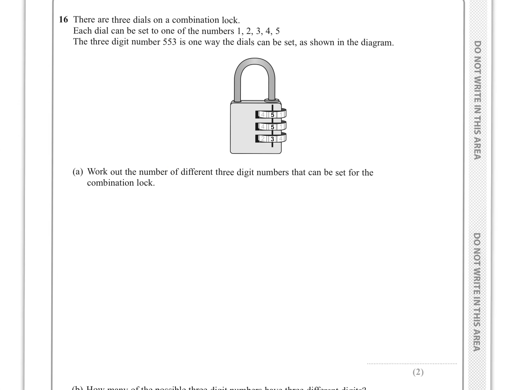Question 16, we're given a combination lock, and it says that each dial can be set to one of the numbers 1, 2, 3, 4 or 5, and we're given 5, 5, 3 on the combination lock as an example. It says work out the number of different 3-digit numbers that can be set for the combination lock. Well, we're going to have 5 choices for the first, 5 choices for the second, and 5 choices for the third, which is going to give us 5 cubed, which is 125 choices altogether.